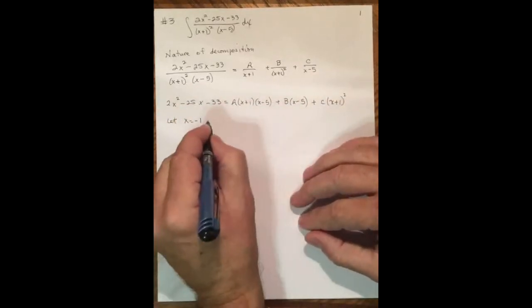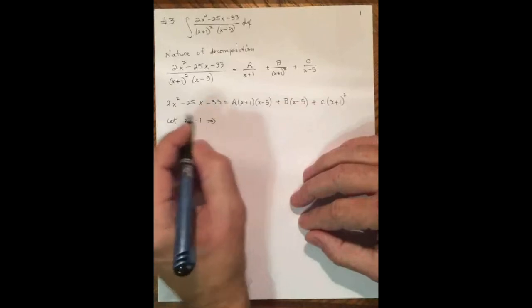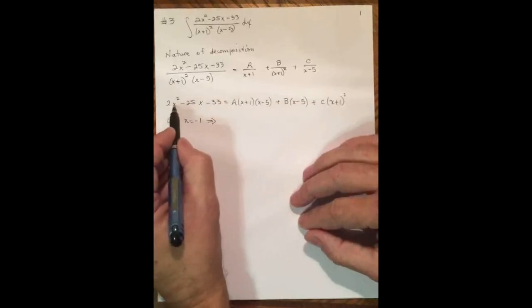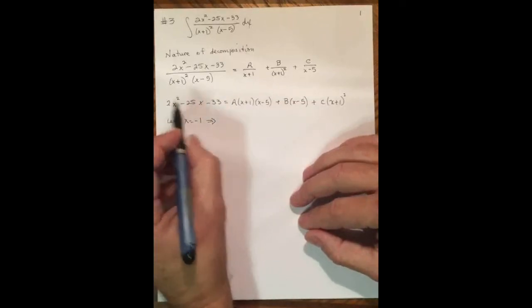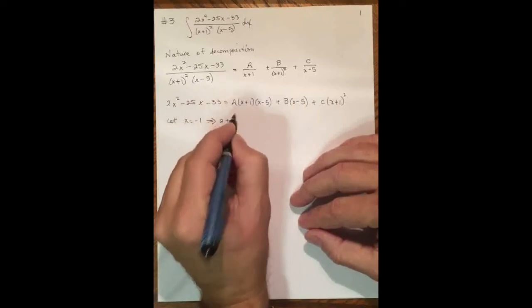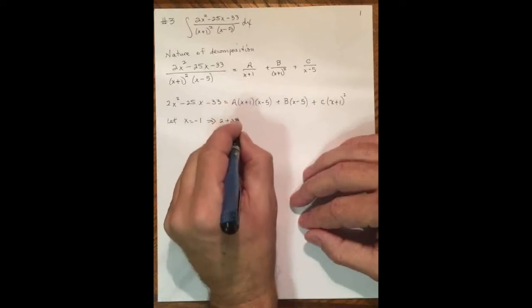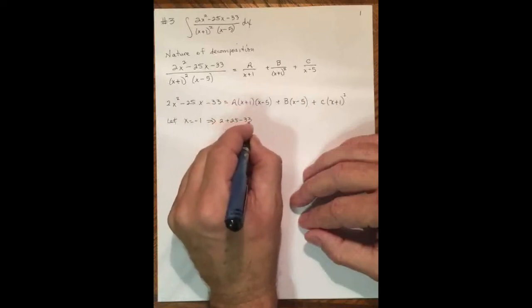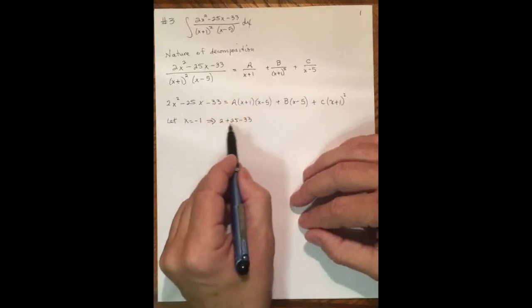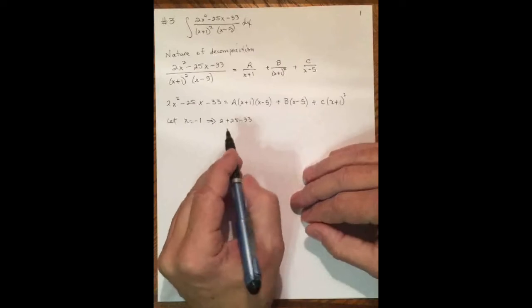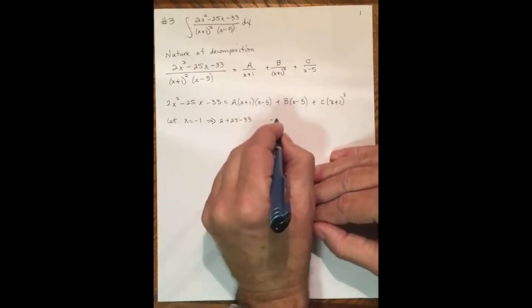Okay, if we let x equal minus 1, what's going to happen on the left? Well, minus 1 squared is 1, so this is a 2. So this would be 2 plus negative 1 times negative 25 is plus 25, and then we have minus 33. So that's positive 27 minus 33, so we're going to end up with a minus 6.